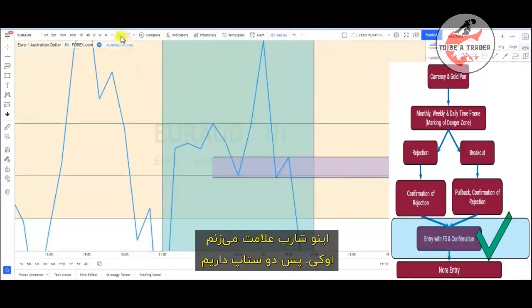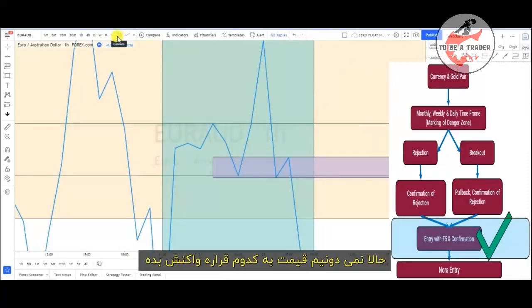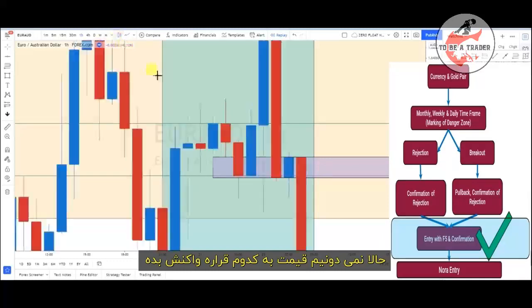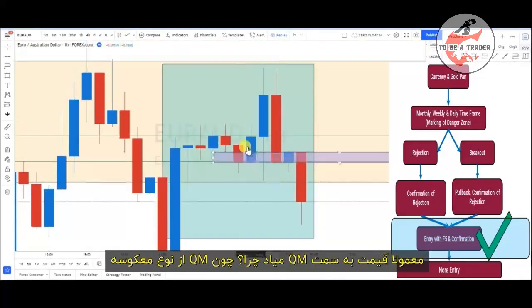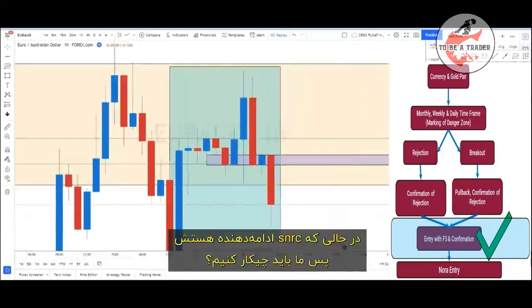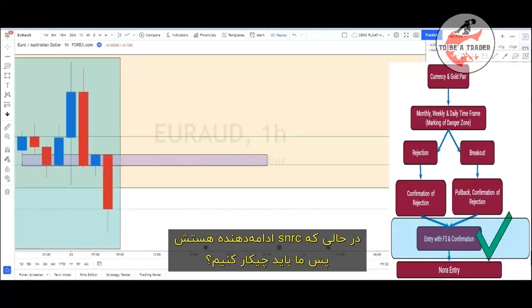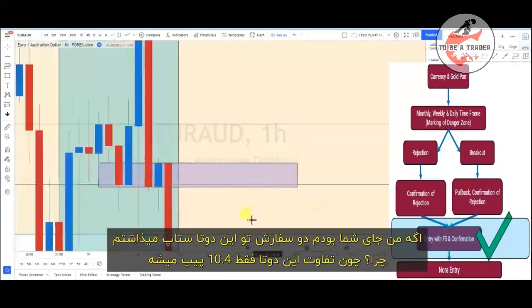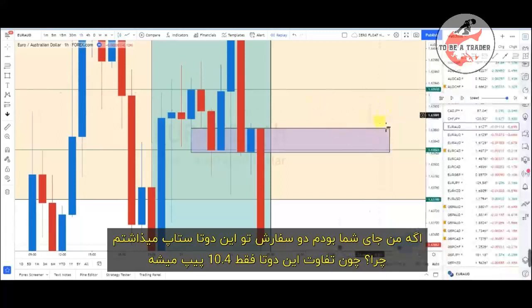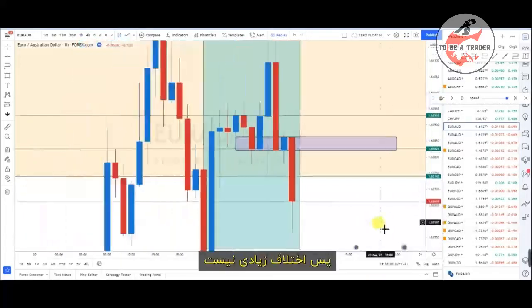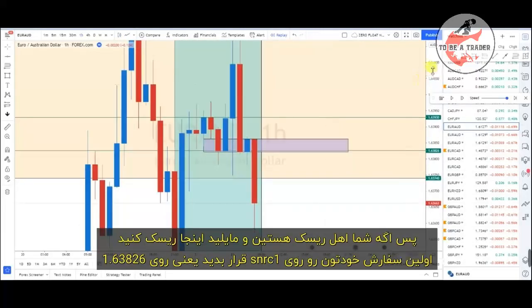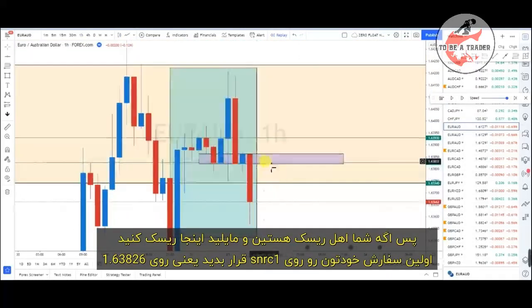So we have two setups. Now we do not know which one the price is going to react to. Normally, price will come to the QM because QM is a reversal whereas the SNRC1 is the continuation. So what should we do, guys? If I were you, I would just put two POs on these two setups. Why? The difference between these two POs is only about 10 pips, 10.4 pips. So the difference is not much. If you are a risk taker and willing to take a risk here, you can set your POs.